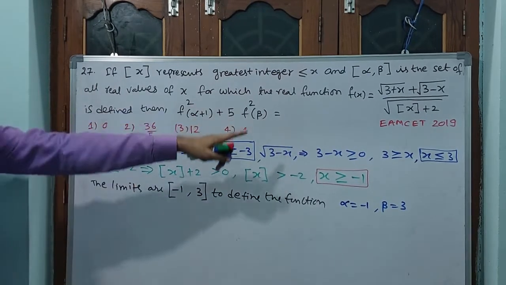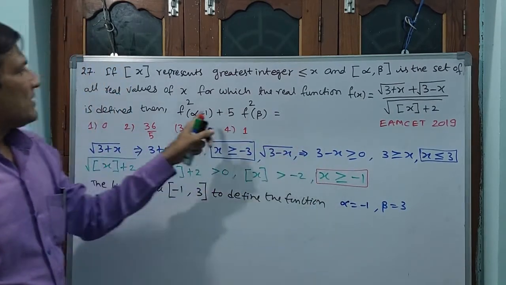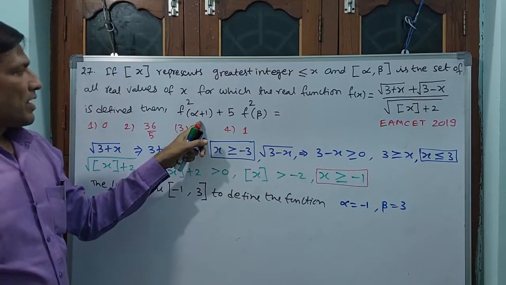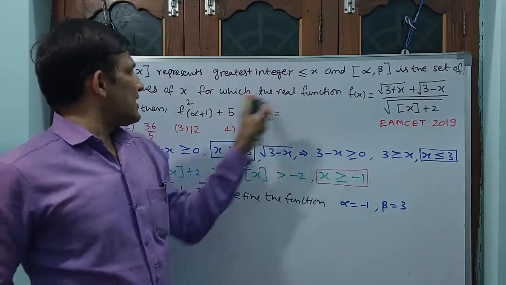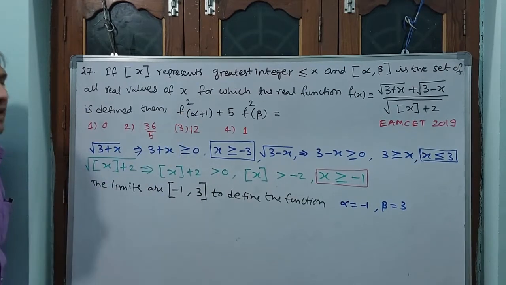Okay. Now go back. Now you substitute this. F of alpha plus 1 means wherever x is there alpha plus 1 you have to write. Now beforehand you write what is alpha plus 1?